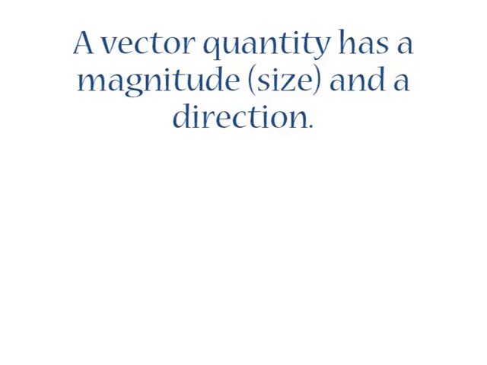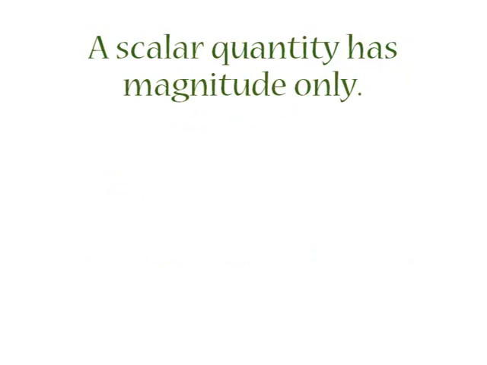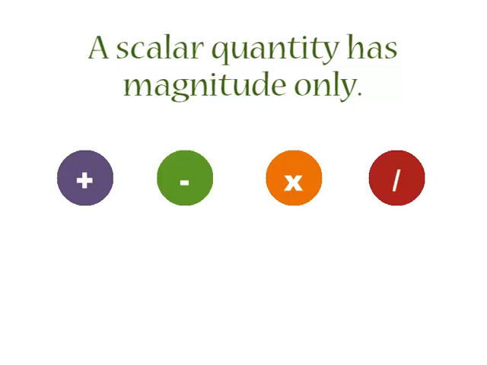A quantity that requires both magnitude and direction for a complete description is a vector quantity. Velocity is a vector quantity, and so is acceleration. A quantity that's completely described by magnitude is a scalar quantity. Scalars can be added, subtracted, multiplied, and divided like ordinary numbers.